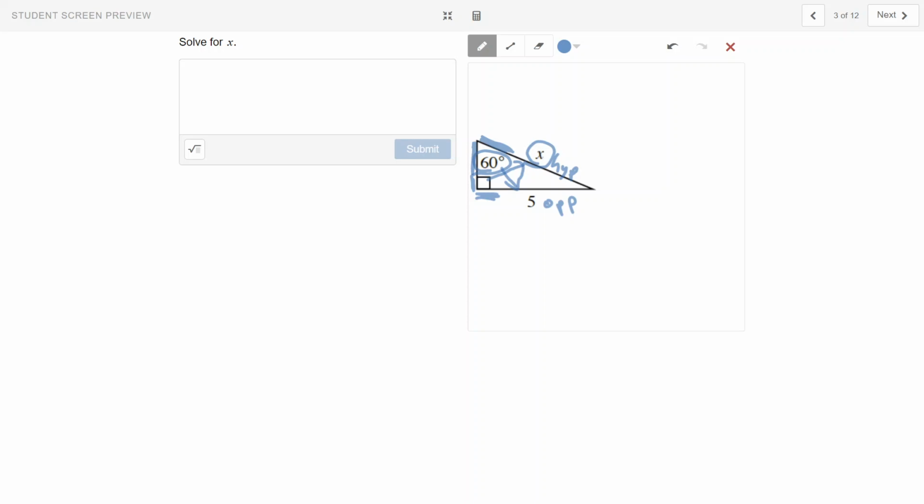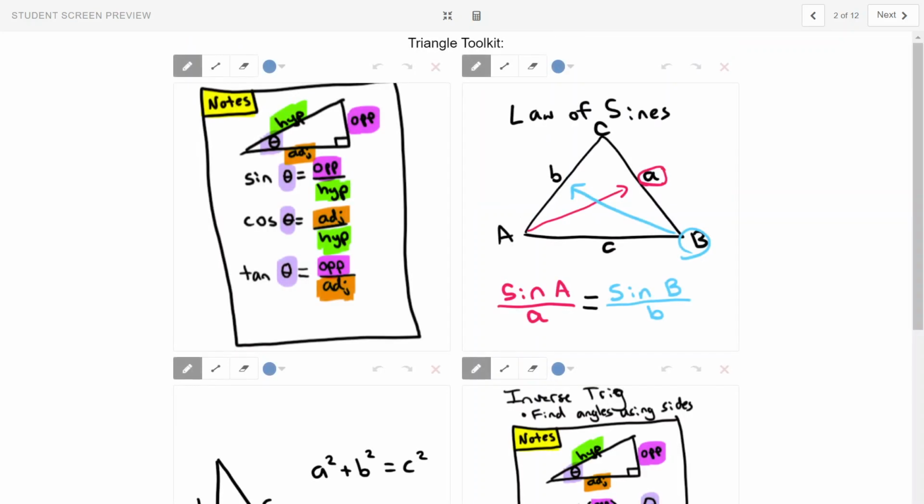Anyway, we now know that we're looking for the hypotenuse and we know the opposite side. So we need to look back at our formulas, unless you have them memorized, and notice that sine uses opposite and hypotenuse. So this is going to be sine. It's not going to be cosine because that's adjacent and hypotenuse. It's not going to be tangent because that's opposite and adjacent. That's why this is sine, because it's opposite and hypotenuse.